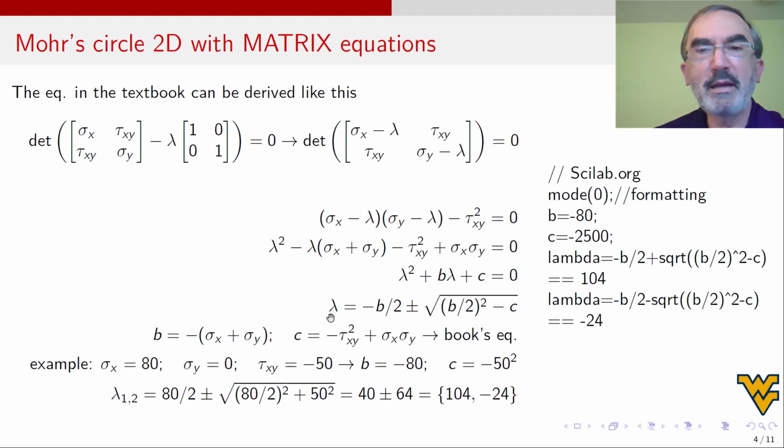All right, and how much are the b? Well, the b is whatever is in front of the lambda, so it's going to be minus, don't forget the minus there, sigma x plus sigma y, that's the b. And the c is all this stuff, minus tau xy squared plus sigma x sigma y, all this stuff. And then you put it here.